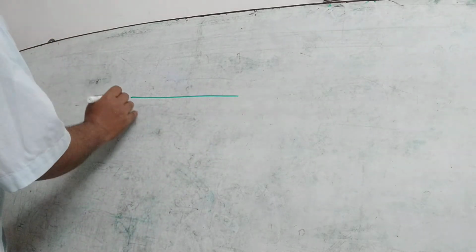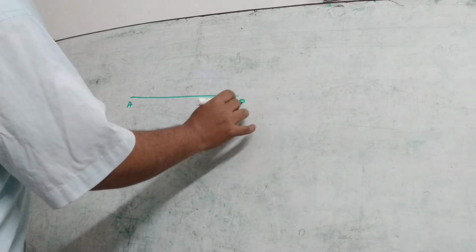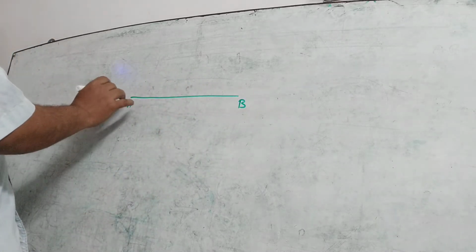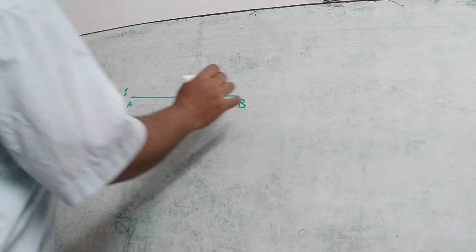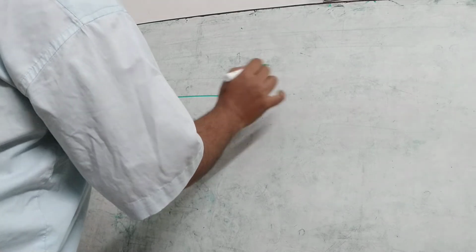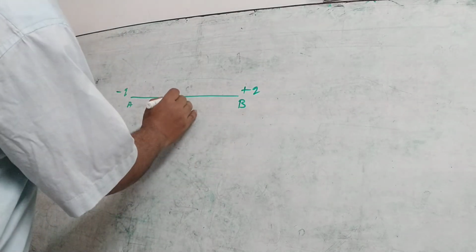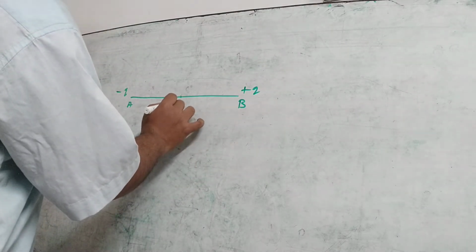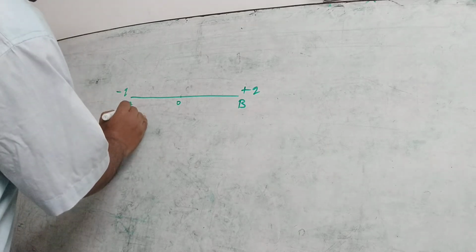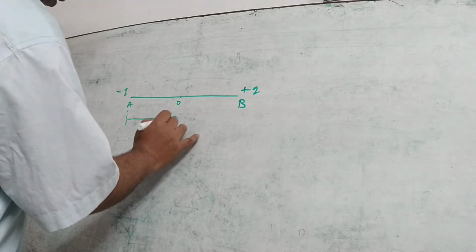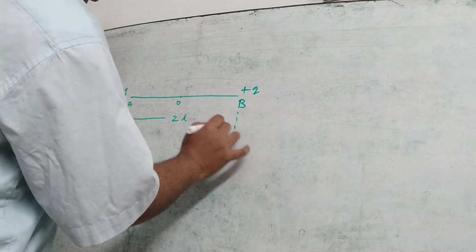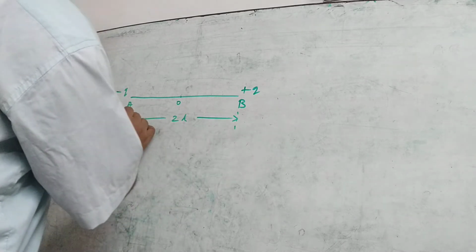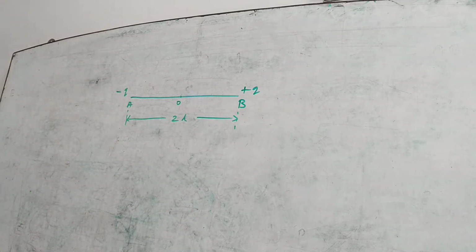A and B are two points, and minus q and plus q are two point charges. O is the midpoint between them, and OL is the distance between them.